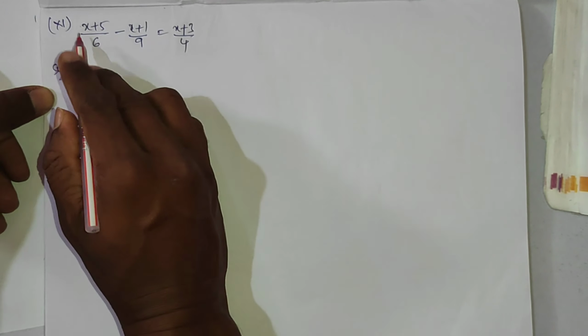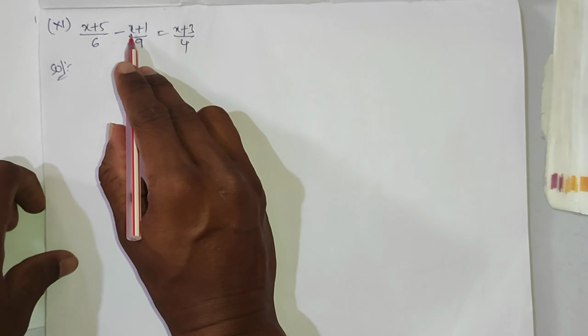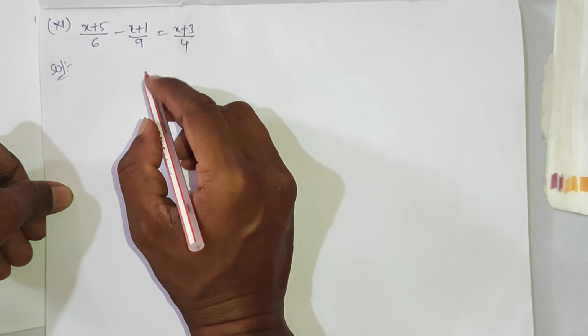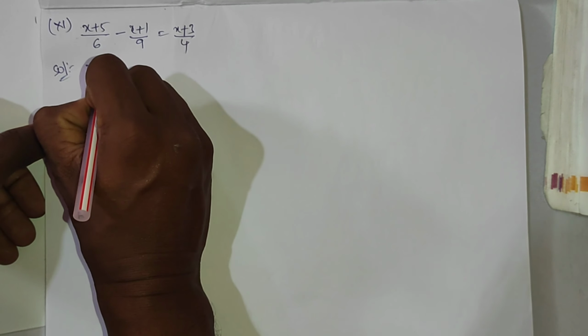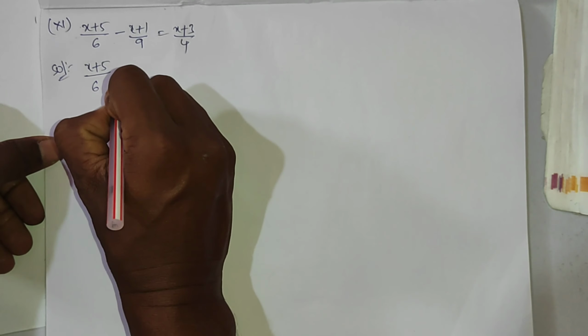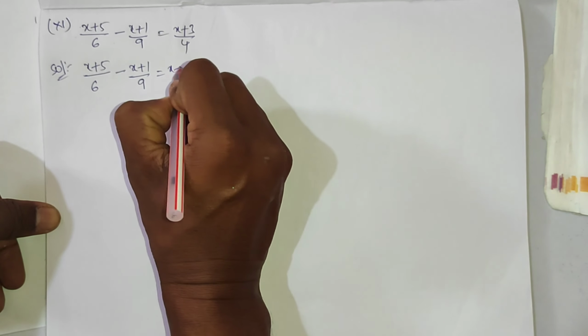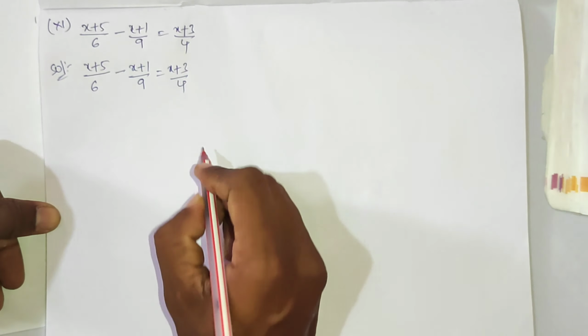Question number 11 is what? (x+5)/6 − (x+1)/9 = (x+3)/4. So, we write the question first. (x+5)/6 − (x+1)/9 = (x+3)/4.